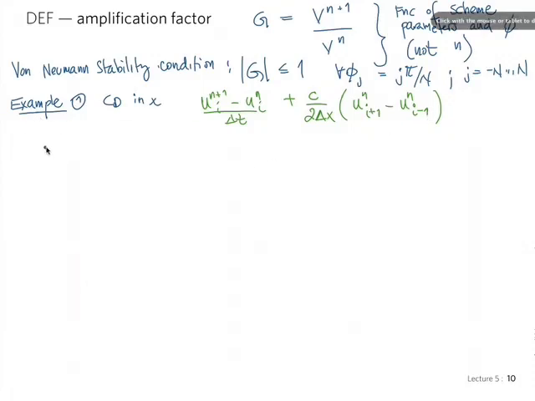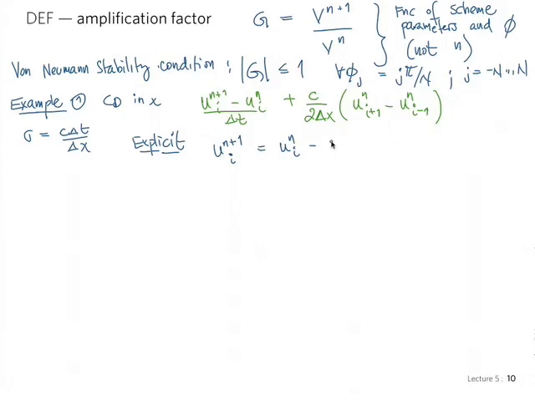So we're going to write it in explicit form. Let's take now sigma equals c delta t over delta x, which is going to be our only parameter in the numerical scheme. And we write it in explicit form. The explicit scheme now is u_i^(n+1), our only unknown, equal to u_i^n minus sigma over 2 times (u_(i+1)^n minus u_(i-1)^n).